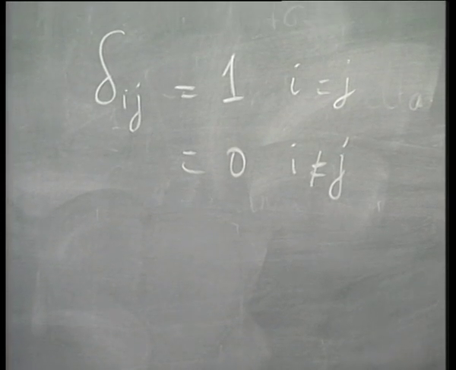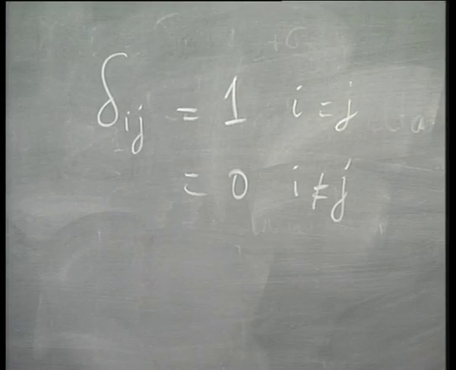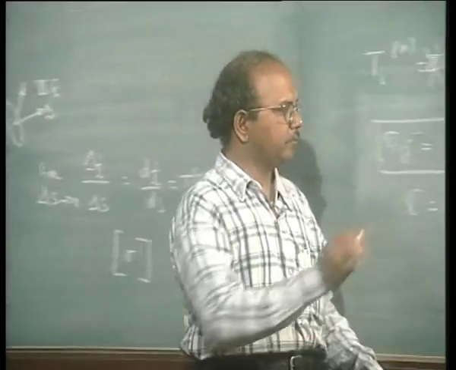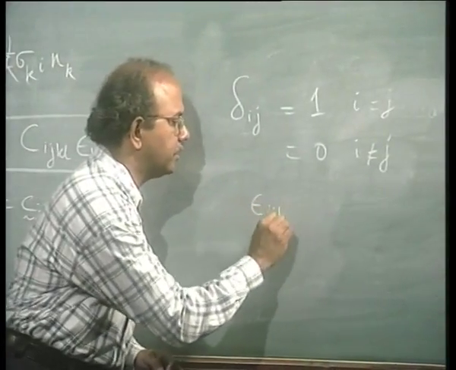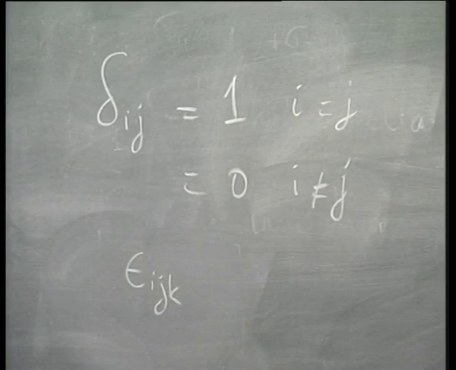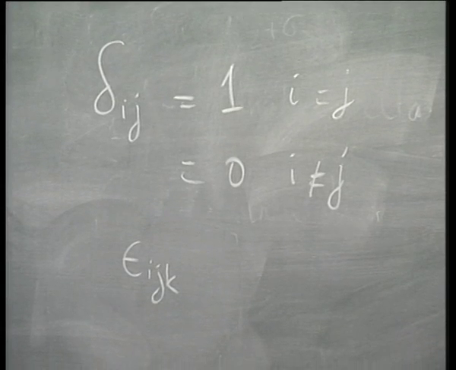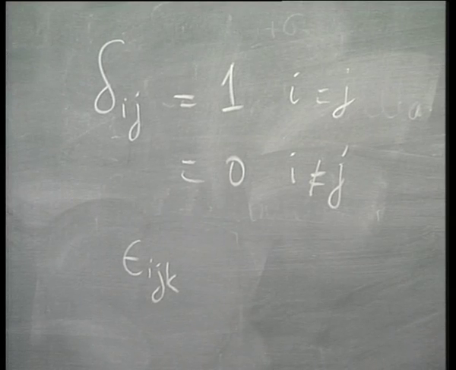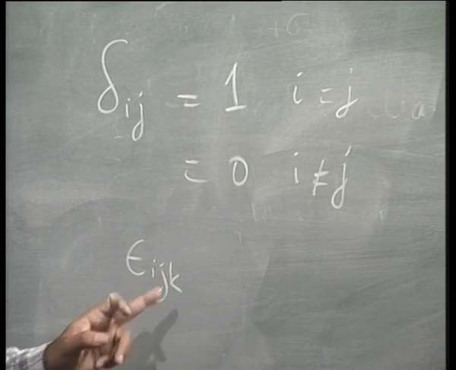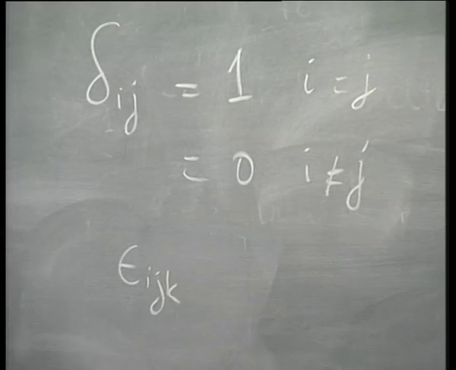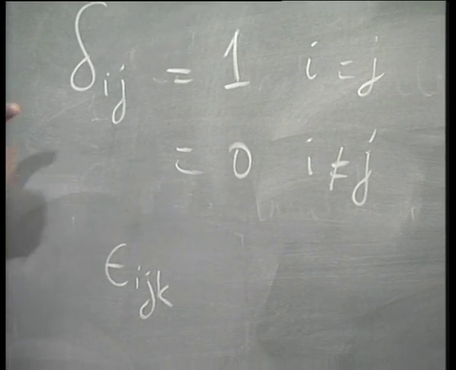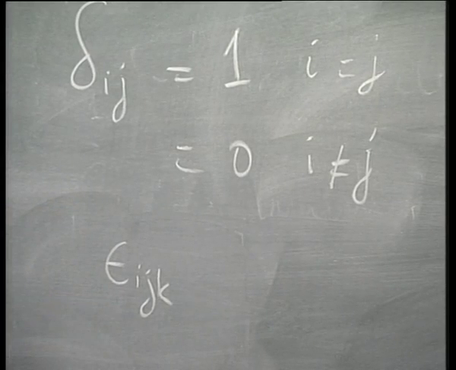We will look at small operations with this in a minute. Before that let us understand what is epsilon ijk. Epsilon ijk is a permutation symbol, with i, j, k ranging from 1 to 3. So, it is a 3rd order tensor. This is a 2nd order and that is a 3rd order tensor.